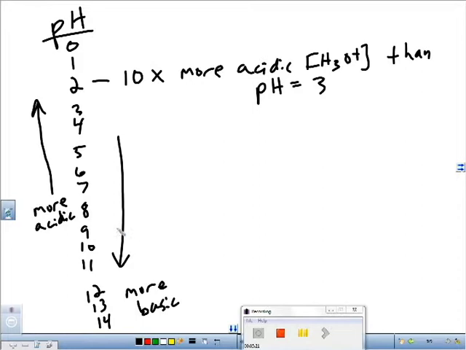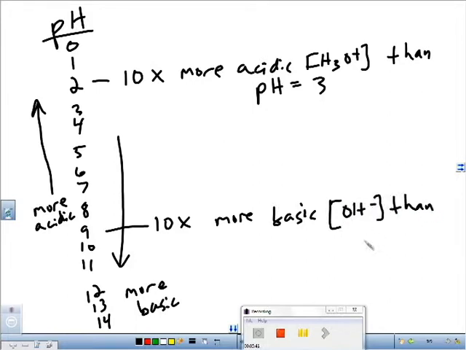So what I mean by that is if I have something that's a pH of 9, that's 10 times more basic. Towards the 14 is 10 times more basic, so 10 times more OH- than pH equals 8, because we're heading towards the 14. So there's 10 times more OH- in something that has a pH of 9. So every jump going towards 14 is 10 times more OH-. Every jump going towards 0 is 10 times more H3O+, or hydronium ions.